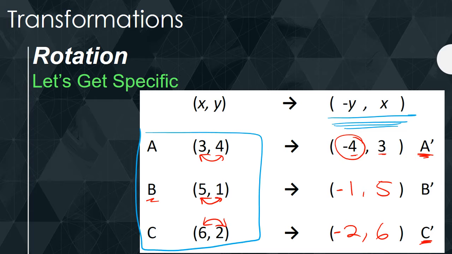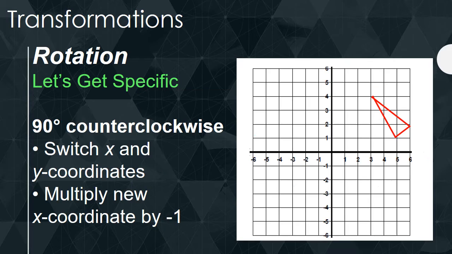In your notes, please make sure that you graph this rotation. Now that we figured out what our points are, let's graph it to see our rotation. We have our original triangle, and I'm going to label these points A, B, and C. If you haven't already done so, please do that for your notes.